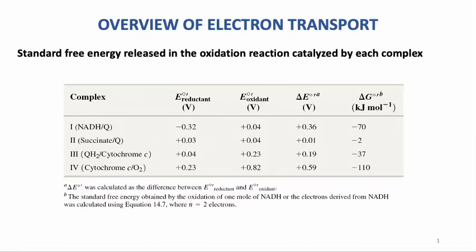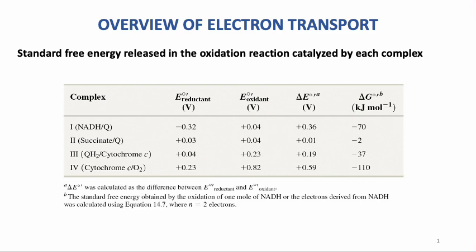As I pointed out in the previous figure, a substantial amount of energy is released during the electron transfer process. This energy, released in discrete steps, is stored, as I said, in a proton concentration gradient, and the standard free energy available from these reactions is shown in this table.